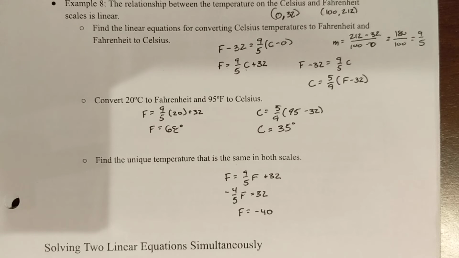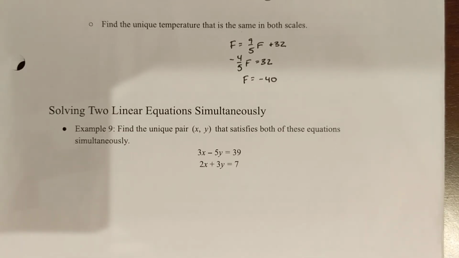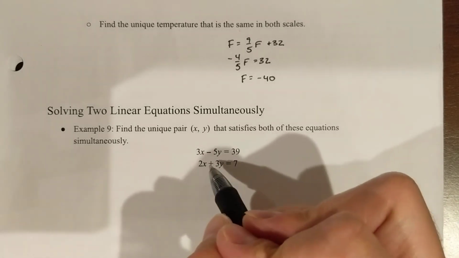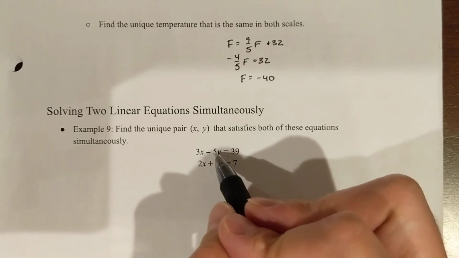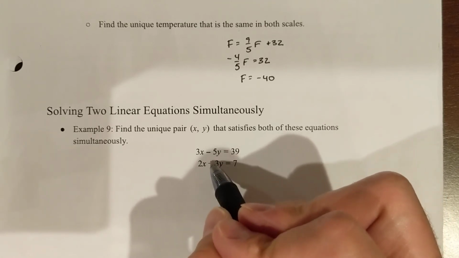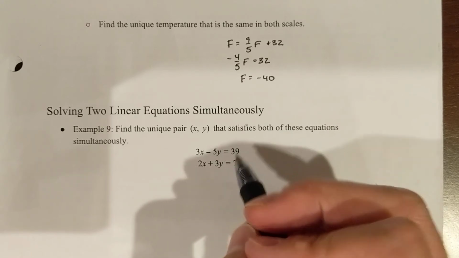There you go. Okay, linear equations simultaneously. Find the unique pair x, y that satisfy both these equations. So to do that, we're going to eliminate a variable. So we need to multiply either one or both of the rows by some number in order to get the coefficients to match but have opposite signs. So this one's set up to get rid of the y's first.